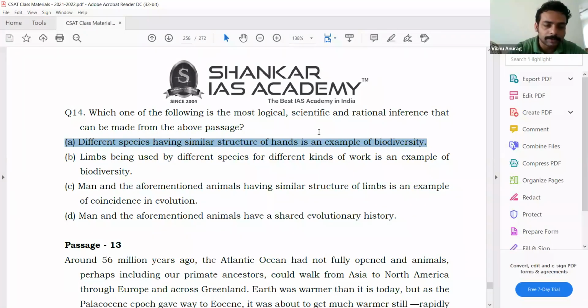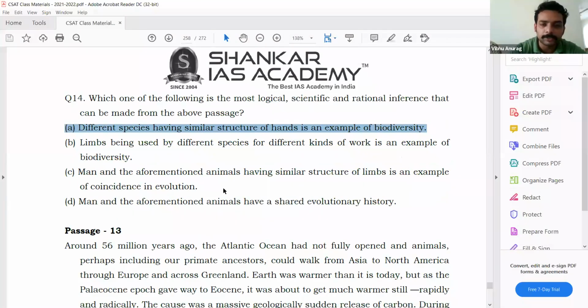So A is wrong. B, limbs being used by different species for different kinds of work is an example of biodiversity. So again, the author is not focused on biodiversity. He's highlighting the similarity in the construction of the limb. So B is also wrong.